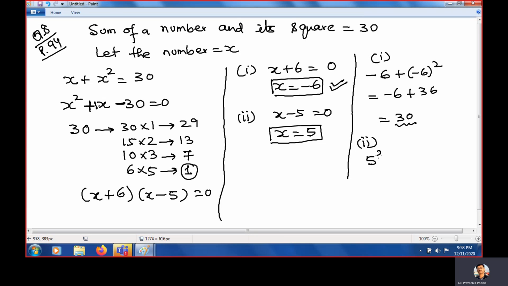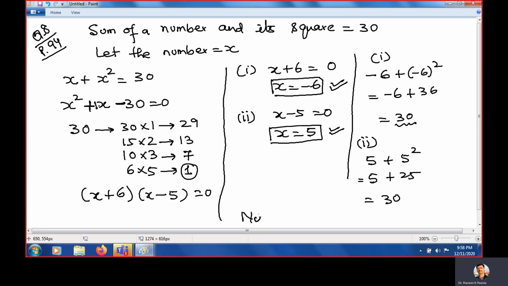It is number plus number square: 5 plus 25, and it is also 30. So both are answers. So what are the numbers?